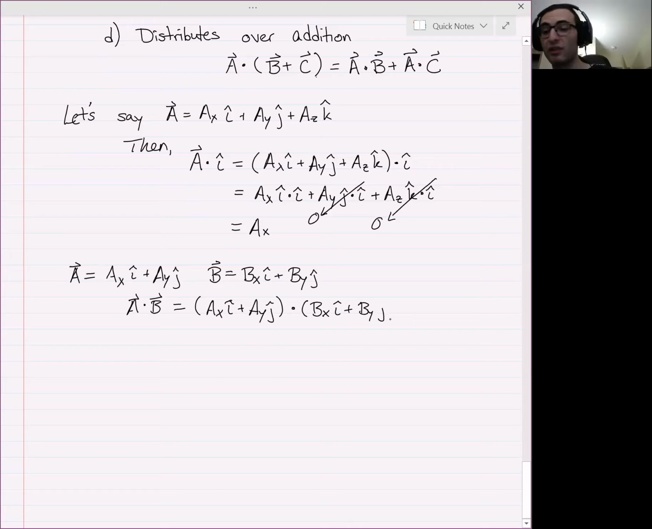And then you just use your handy dandy FOIL, first, outer, inner, last, and you'll get an expression. It turns out that the cross terms, the terms where you multiply ax and by, and the terms when you multiply ay and bx, those both vanish because i dot j is 0. And so you're just left with the terms that are i dot i and j dot j. So you get ax bx plus ay by, and i dot i and j dot j are both 1. And so you're left with this result as your answer for the dot product of two vectors.